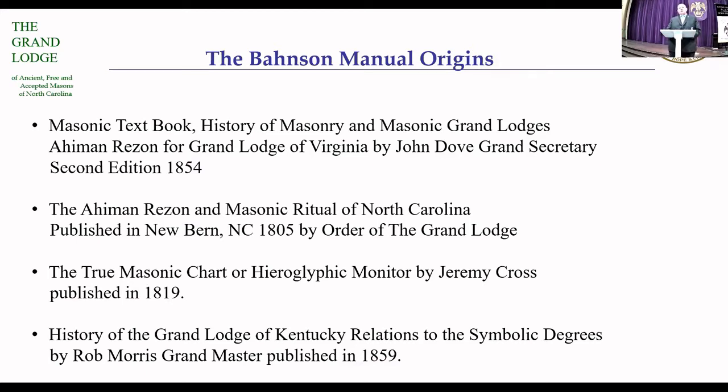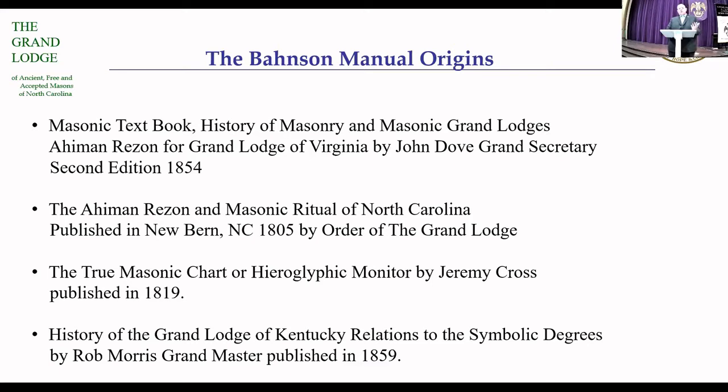There we see a Masonic textbook, History of Masonry and Masonic Grand Lodges, Ahiman Rezon for the Grand Lodge of Virginia, which was written by John Dove, the Grand Secretary, second edition in 1854. The Ahiman Rezon and Masonic Ritual of North Carolina was published in New Bern, North Carolina in 1805 by the order of our Grand Lodge. The True Masonic Chart or Hieroglyphic Monitor by Jeremy Cross was published in 1819. And another interesting book is The History of the Grand Lodge of Kentucky in relation to the symbolic degrees by Rob Morris, Grand Master, which was published in 1859.